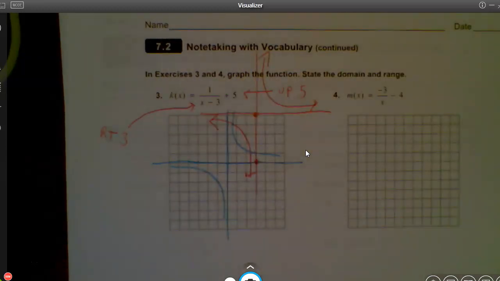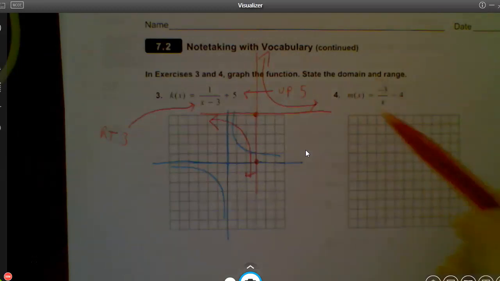So the blue graph is where it started. That's the parent function. The red graph is our graph. That's the graph we were actually trying to graph. So all we did again was take that blue graph. We went right 3 and up 5. And that's what created that red graph that you see.